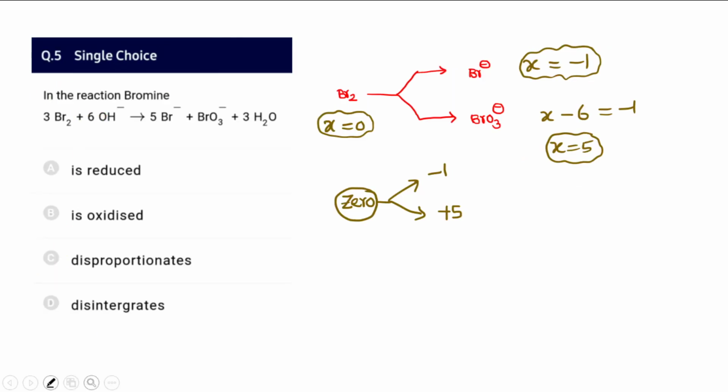And in the reaction Br2 giving rise to Br minus and BrO3 minus, what is asked is whether the reaction is undergoing reduction, oxidation or disproportionation. So we can say it is a disproportionation reaction. As you could see here, the bromine oxidation state changes from 0 to -1 and then +5. So -1 in the case of Br minus and +5 in the case of BrO3 minus. So it is a disproportionation reaction.